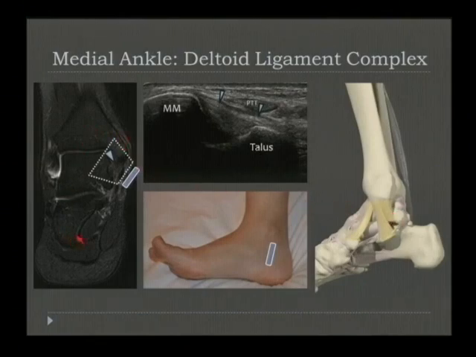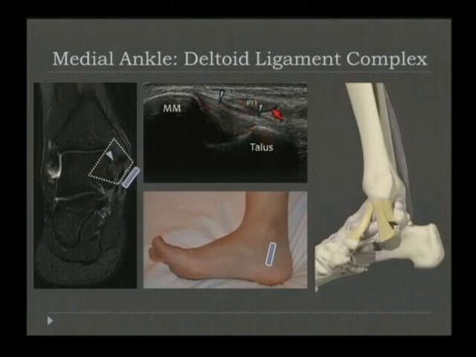Here is a coronal MRI, fluid sensitive. Again, here's the medial malleolus. Here is the talus. Here are the deep portions of the deltoid ligament. This is how we're going to place our transducer. Notice that this black area is, again, Tom, Dick, and Harry. This is the posterior tibial tendon. Here again is the medial malleolus. Here's the talus. And here you can see the fibrillar patterns of the deltoid ligament, the tibial talar component.